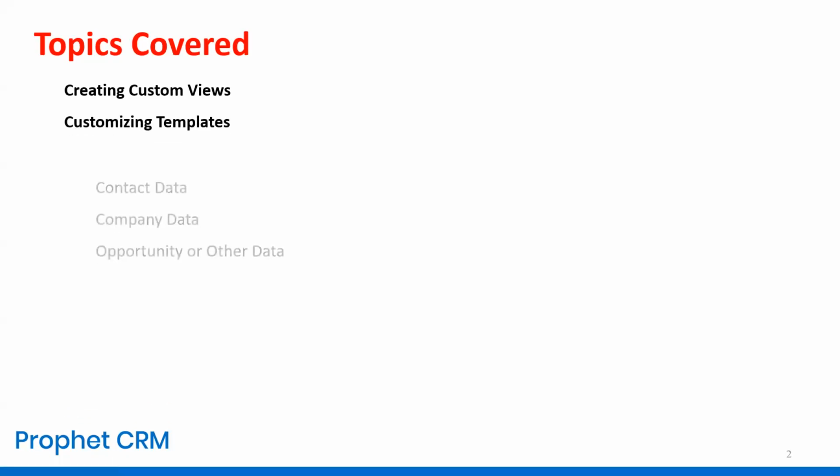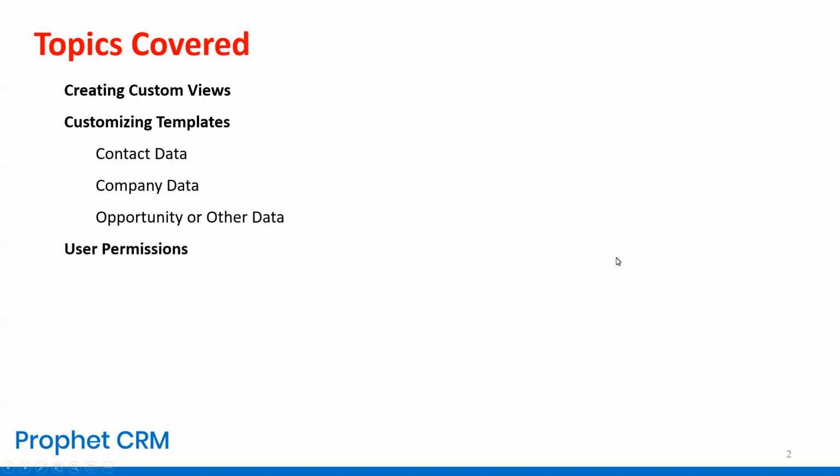So the topics that we're going to cover are creating custom views. That's something any end user can do, and you can customize it in a number of different ways, as I'll show you. We're going to show you how to customize your templates, and those templates will be for contact data, company, and opportunity data. And if you're using our enterprise system or have come up with another application for our CRM, then it'll apply to that as well. User permissions, a key thing.